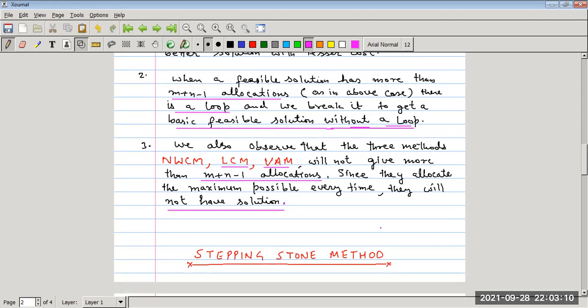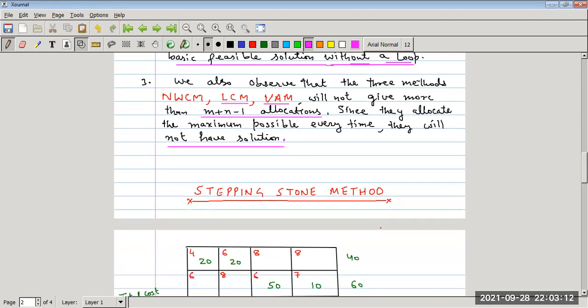So now, this is how we get the basic feasible solution. When we find a loop, if the allocations are more than m plus n minus 1, then to find the optimal solution we have to break the loop so that we get the basic feasible solution. And after getting the basic feasible solution, we find out whether the solution is optimal or not.